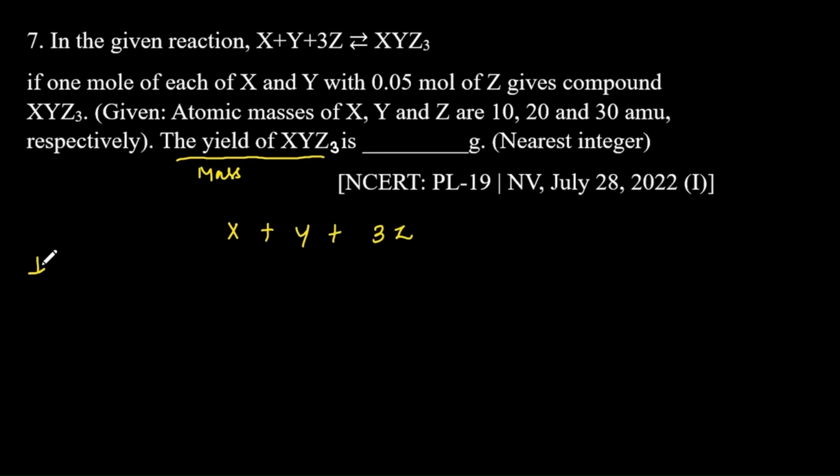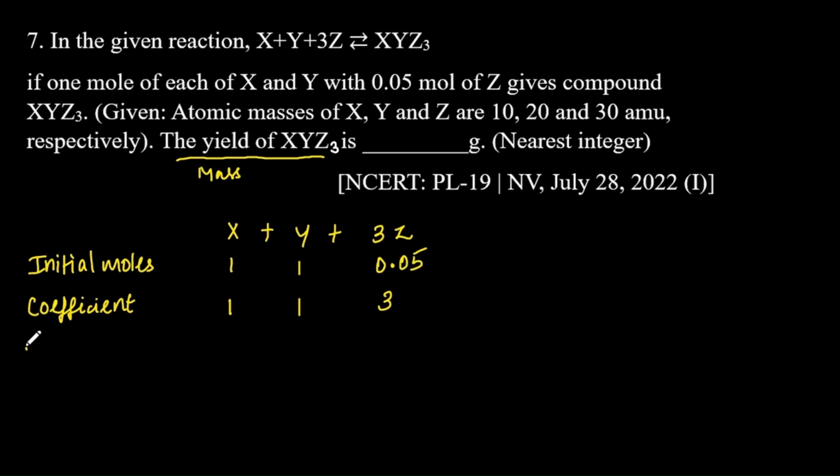So in this case, the initial moles given in that question is 1 mole of X and 1 mole of Y reacts with 0.05 moles of Z. Now, the stoichiometric coefficient from the given equation is 1 mole of X, 1 mole of Y and 3 mole of Z is reacting. So you have to write 3.